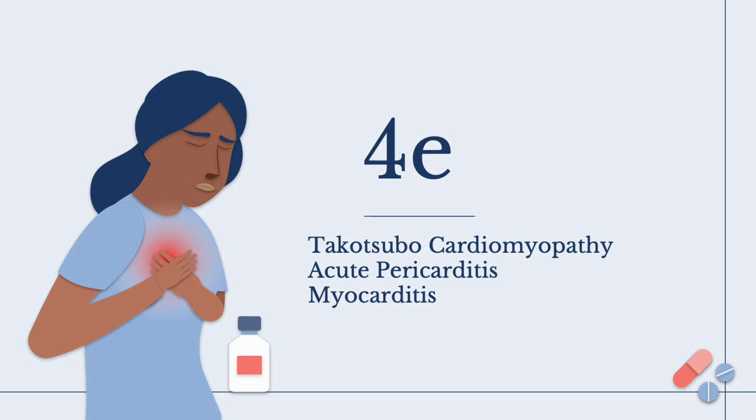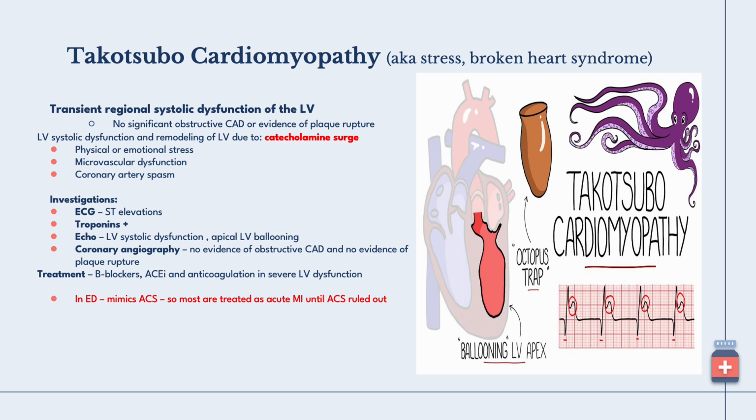So back to the non-cardiac killers of chest pain: Takotsubo cardiomyopathy, acute pericarditis, and myocarditis. So Takotsubo, as we remember, aka stress or broken heart syndrome. This is a transient regional systolic dysfunction of the left ventricle. So here we don't have any significant obstructive coronary artery disease or any evidence of plaque rupture, but when they present, it really truly does look like acute MI.